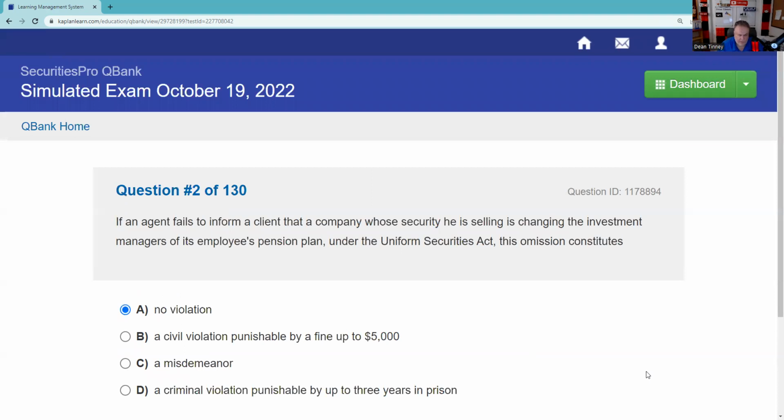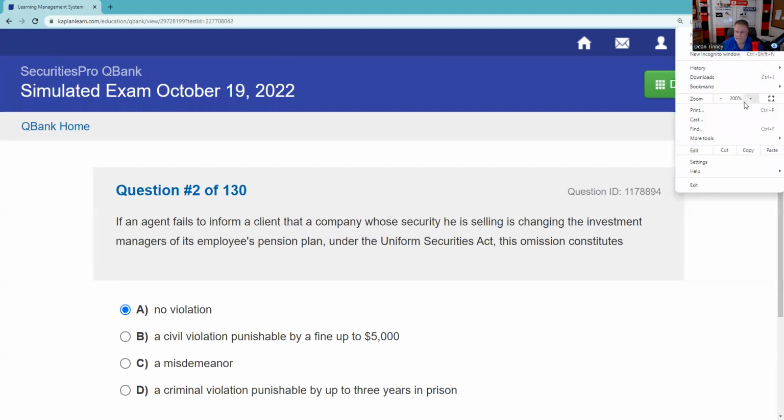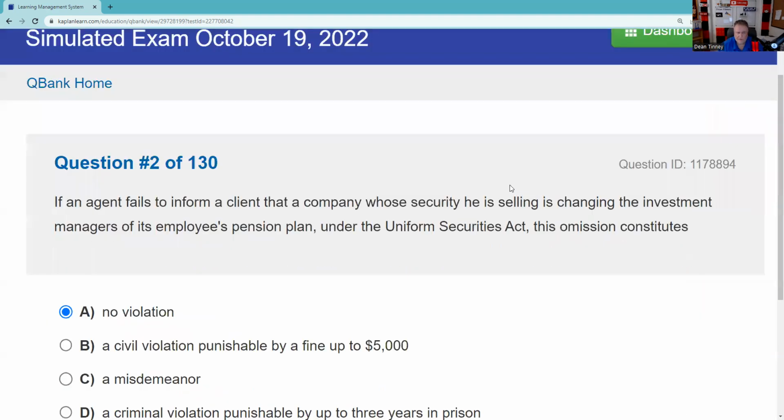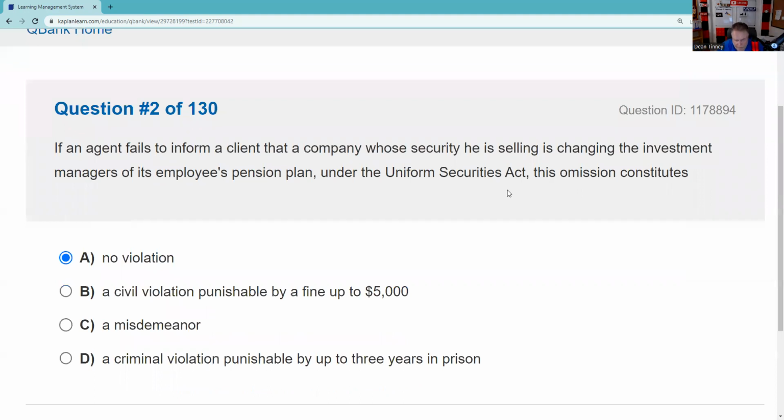If an agent fails to inform a client that a company whose security he is selling is changing the investment managers of its employees' pension plan, under the Uniform Securities Act, this omission. So very important for you as a test taker: omissions of material facts. A material fact is something that might alter an investor's decision. An immaterial fact is something I can omit. I am allowed to make editorial decisions about what to tell you or not. What I can't do is omit material facts. A material fact is, again, something to alter your decision.